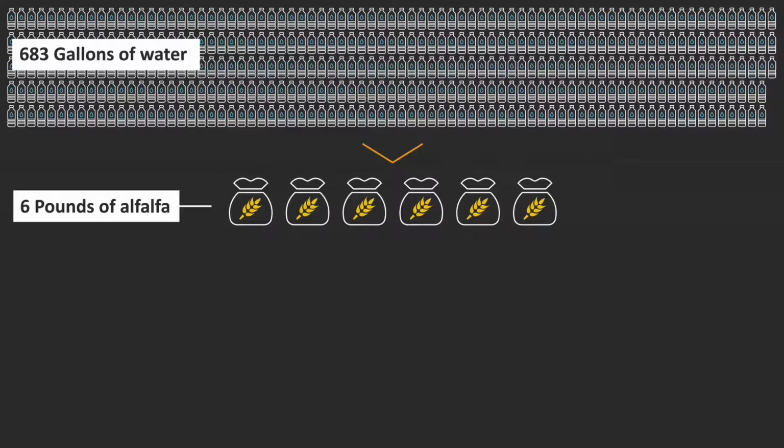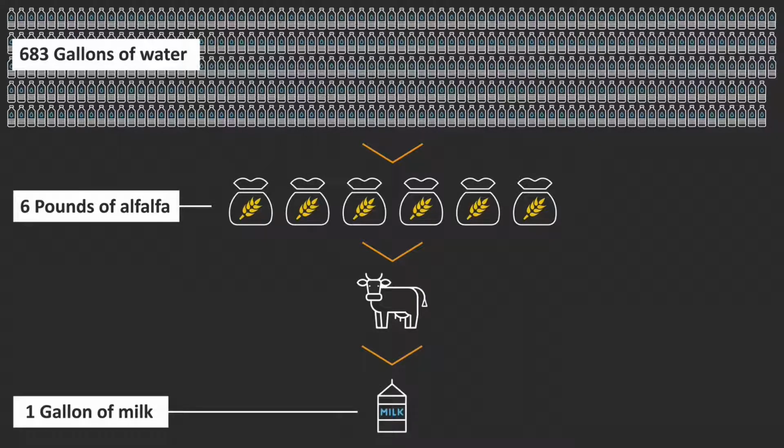And if you take those 6 pounds of hay and you put them into a machine that looks like this, it will give you 1 gallon of milk. So that 1 gallon of milk may not look so large, but in a sense, it represents almost 700 gallons of water. And it's not just milk, it's all of the food that we eat.